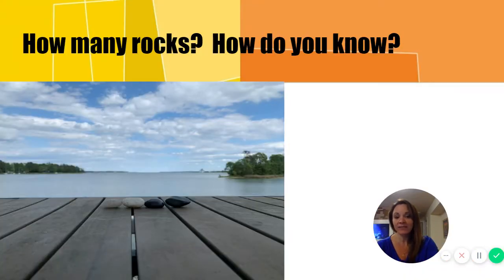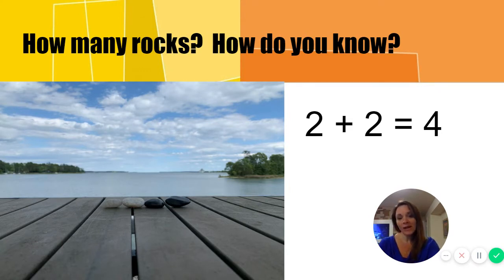How many rocks? How do you know? There are 4 rocks. There are 2 white rocks and 2 black rocks. We can use a doubling strategy by thinking aloud. 2 and 2 is 4. 2 plus 2 equals 4. Doubling is a great strategy to use when we are adding the same amount.